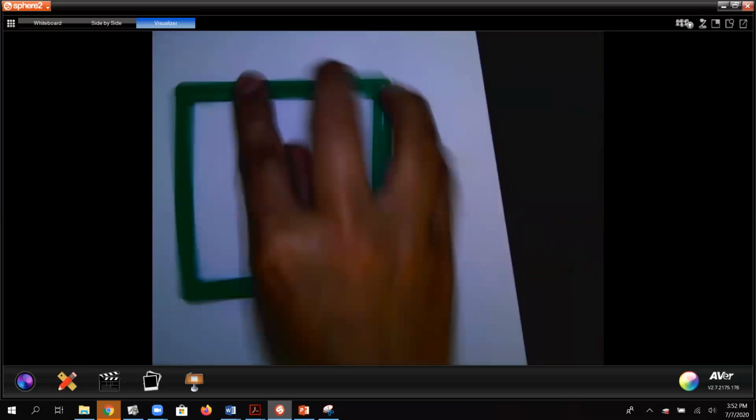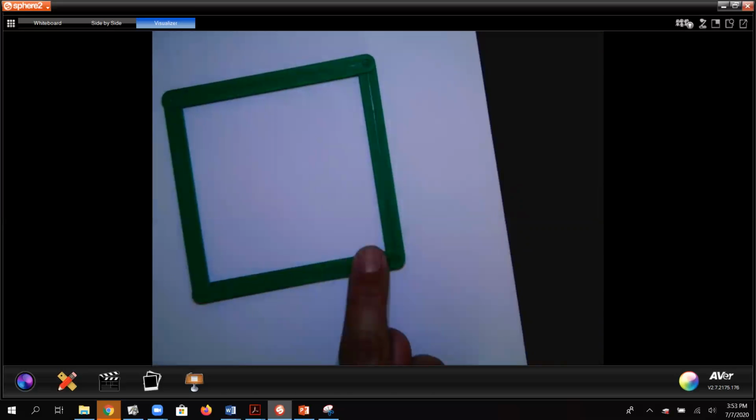And if you notice, a square has all congruent sides. That means they're all the same. They measure the same. And it has square corners. Each corner makes a square, a 90-degree angle.